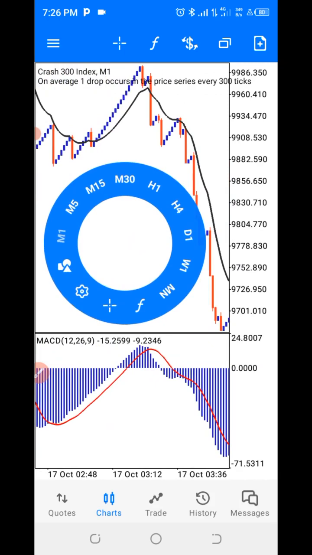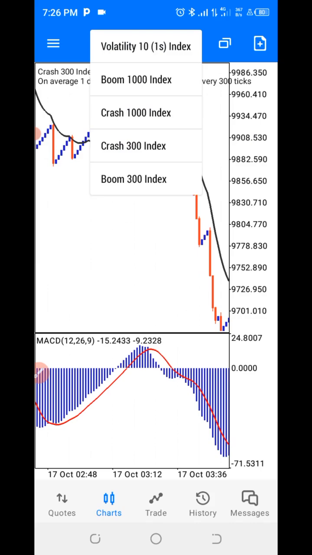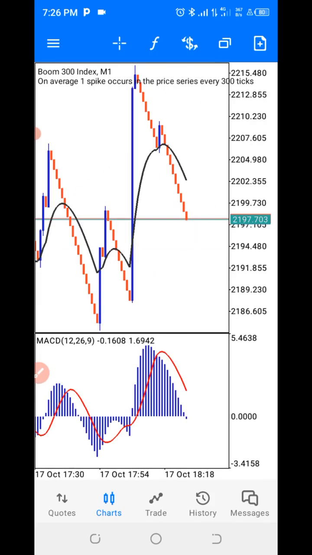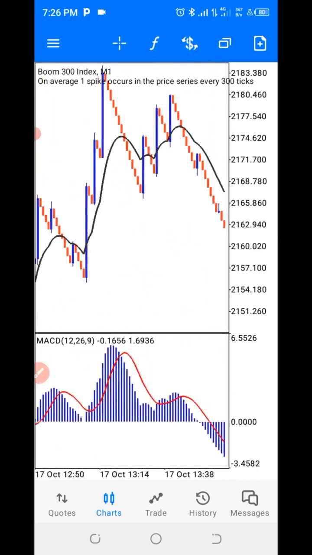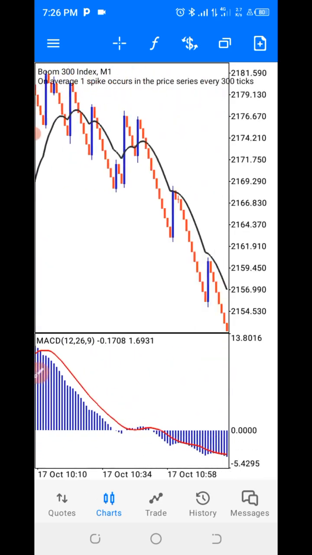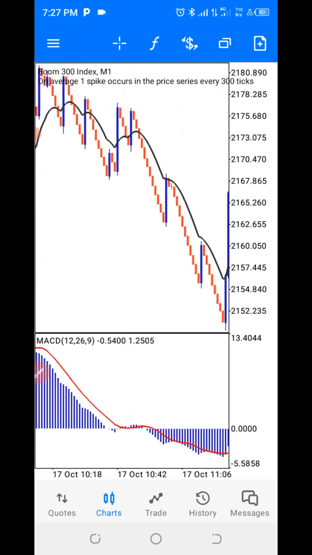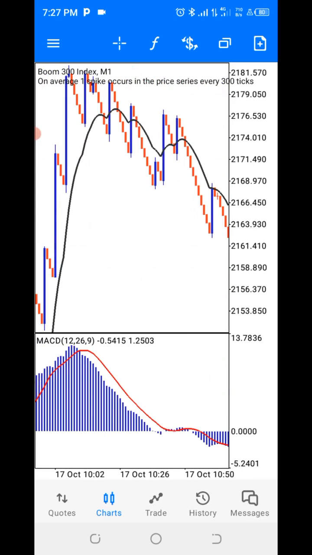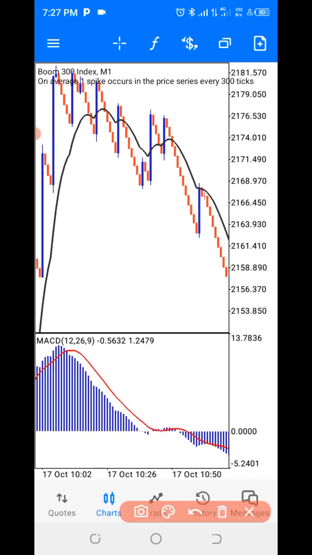So this is for Boom 300 now, right? What we'll be having is an M in Boom 300. For Boom 300 now, what you need to do is just watch: you have this breaking market structure to the downside, and you have your M, right? Look at your moving average confirming this M for you.